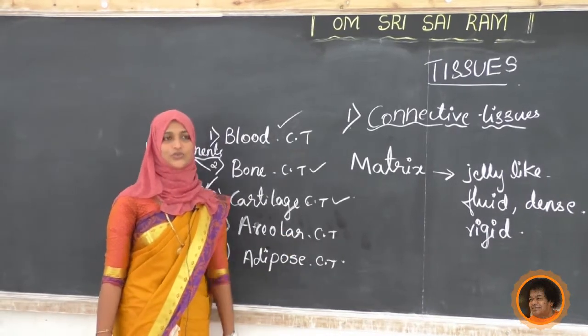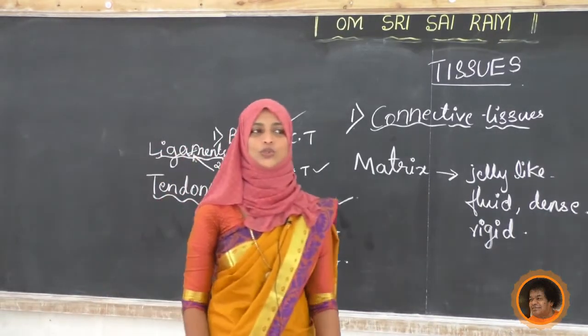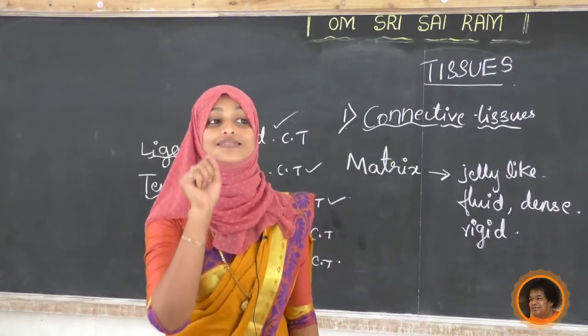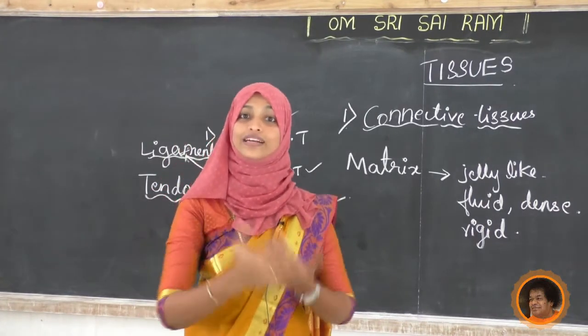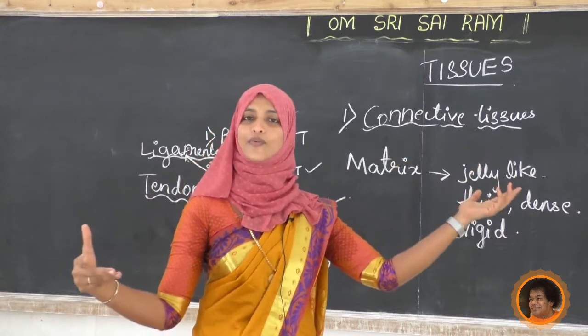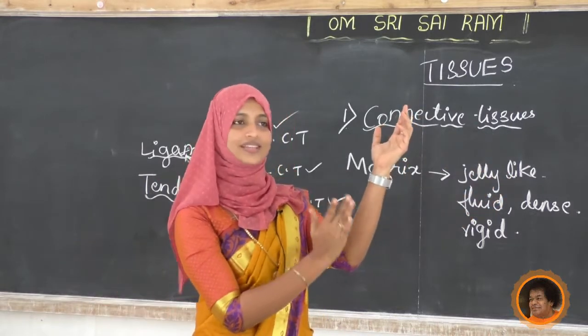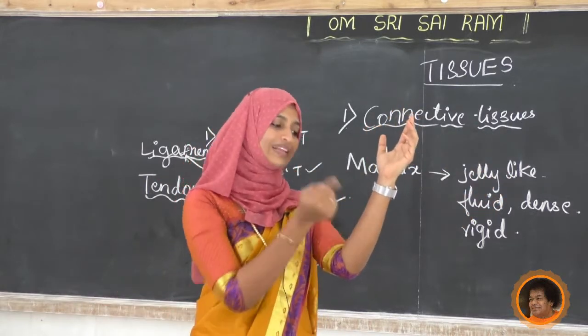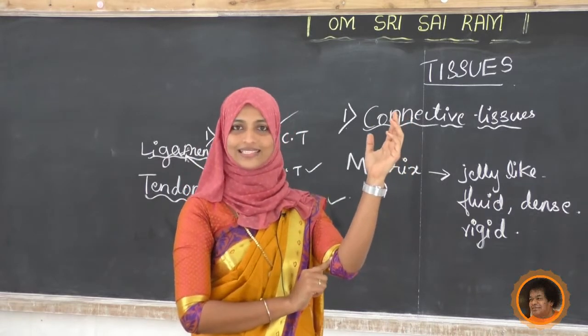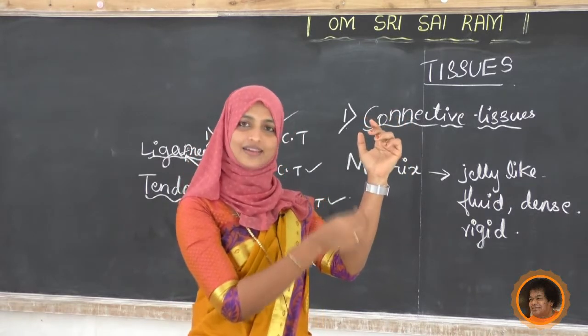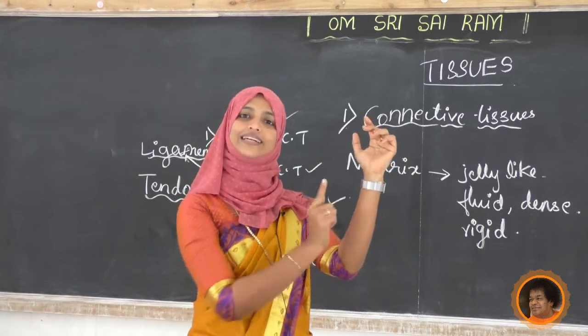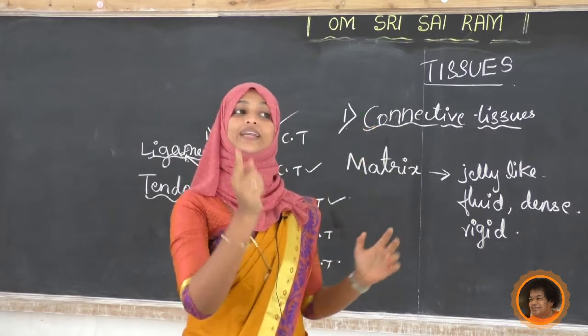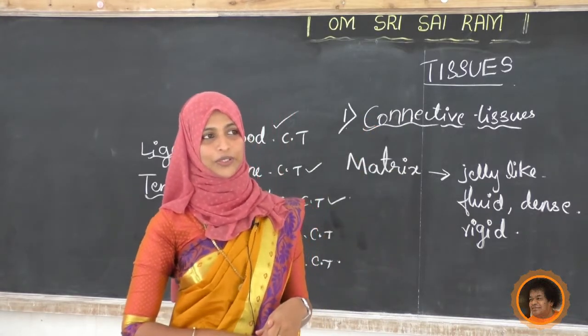Areolar connective tissue. See, areolar connective tissues are found between the skin and muscle. Then tell me where it will be? Yeah, all the parts of our body we can see. After the skin, in between the skin and muscles, we can see that one. See here, if it is skin, next muscle, joining that is connected by whom? Areolar connective tissue. Come to know?